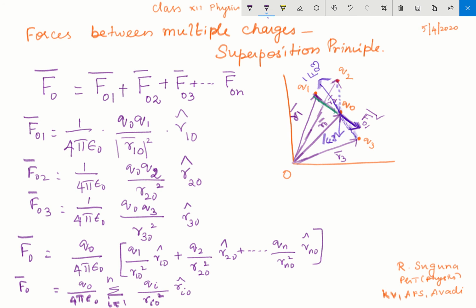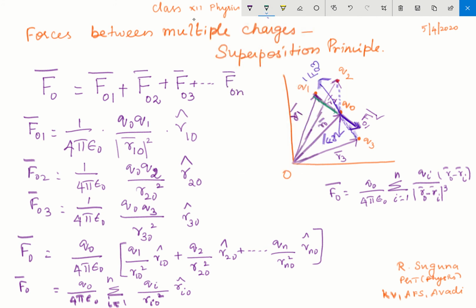If I want to represent this in terms of the position vector of each charge, what is it? Only for the summation, I will represent the final answer. F0 equals Q0 by 4πε0, summation i equals 1 to n, qi divided by |r0 − ri| the whole squared. Or, if I want to write it in terms of cube, as we have done with the position vector, it is the cube of |r0 − ri|, times the vector (r0 − ri).